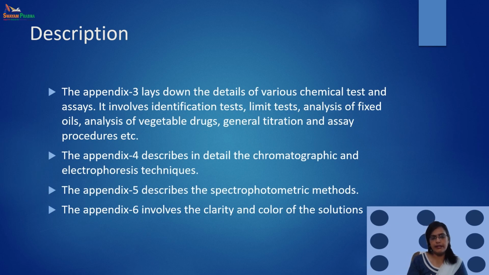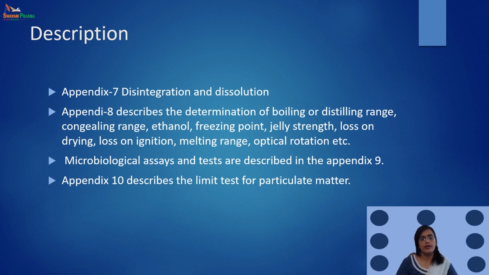Appendix 3 lays down the details of various chemical tests and assays. It involves identification tests, limit tests, analysis of fixed oil, analysis of vegetable drugs, and general titration and assay procedures. The 4th appendix describes in detail the chromatographic and electrophoresis techniques. Appendix 5 has the spectrophotometric methods. Appendix 6 involves the clarity and color of solutions. Appendix 7, disintegration and dissolution, are part of it.